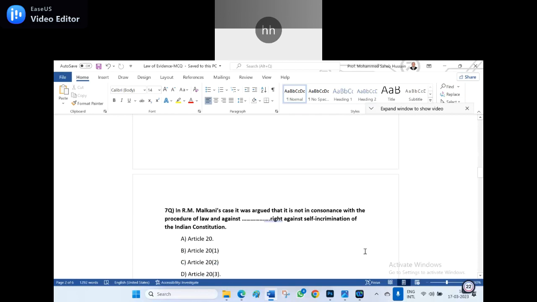Seventh question. Now we'll discuss it. In R.M. Malkani versus State of Maharashtra, it was argued that it is not in consonance with the procedure of law and against the right against self-incrimination of the Indian Constitution. A, Article 20, B, Article 21, C, Article 22, and D, Article 23.